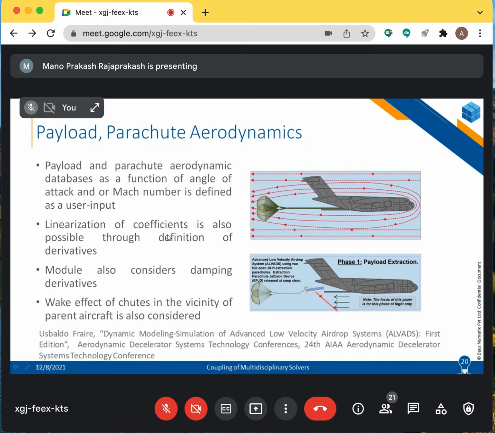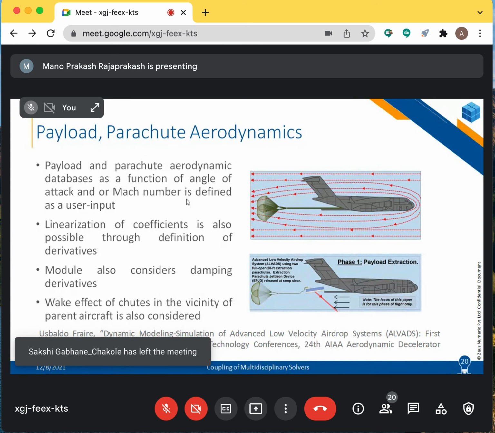Linearization is also possible. In some cases, where the extraction speed is going to be very high and there are going to be Mach number effects on the aerodynamics, you can also model that. There should also be an option to model the aerodynamics of the payload and the parachute as a function of Mach number. Ultimately, the simulation model should be able to predict things from a linear point of view.